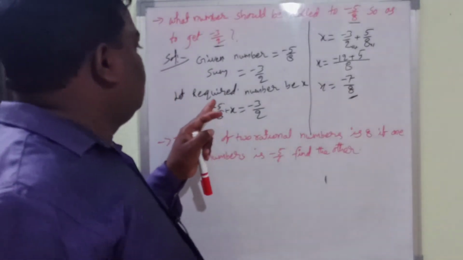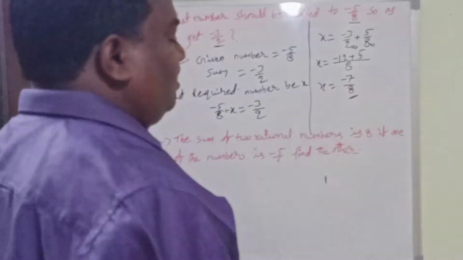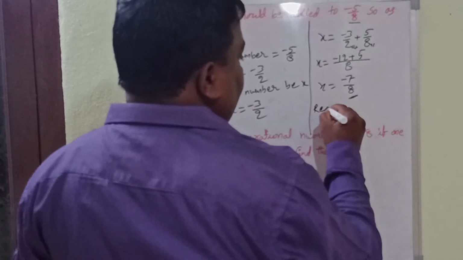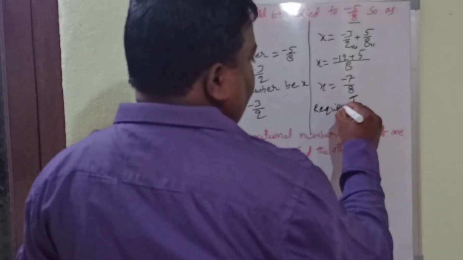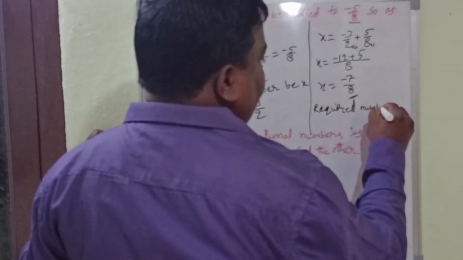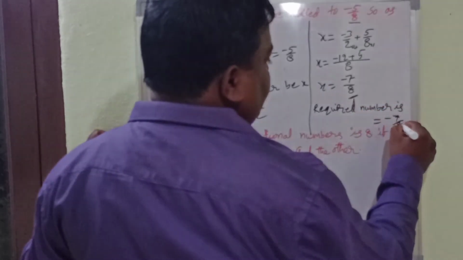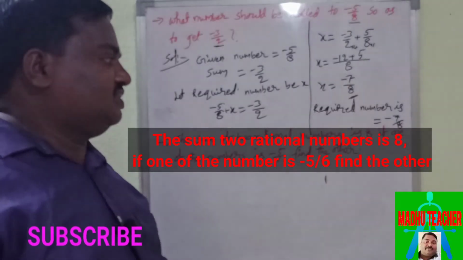So required number or added number should be minus 7 by 8. So required number is minus 7 by 8. Next question is the sum of two rational numbers is 8.